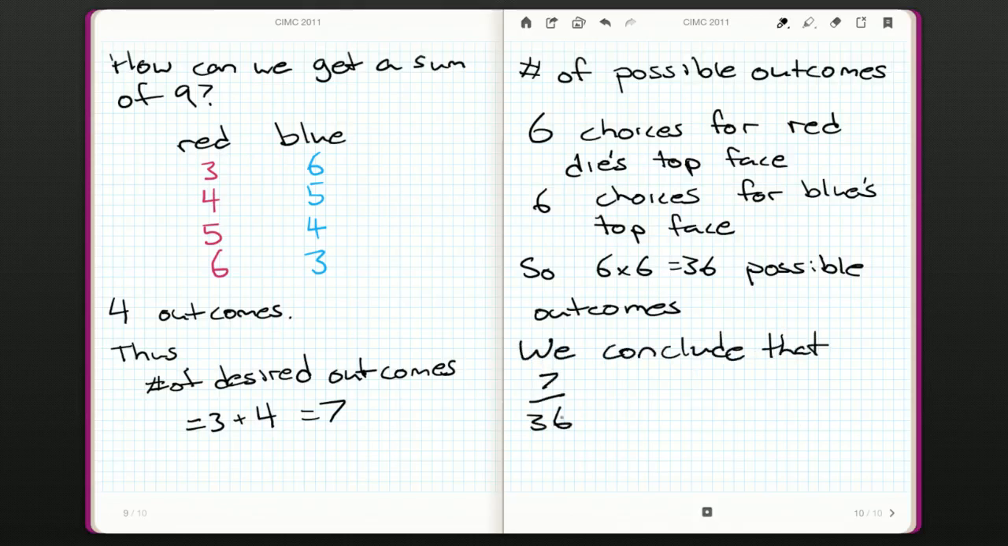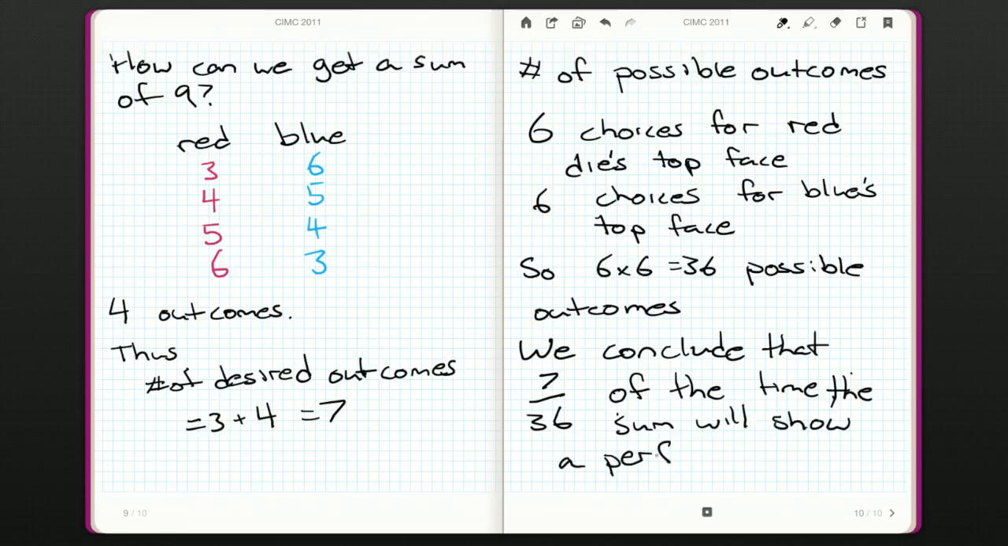So our probability was desired outcomes over possible outcomes. Desired outcomes is 7. Possible outcomes is 36. We can't simplify this fraction anymore. So 7/36 of the time the sum will be a perfect square.